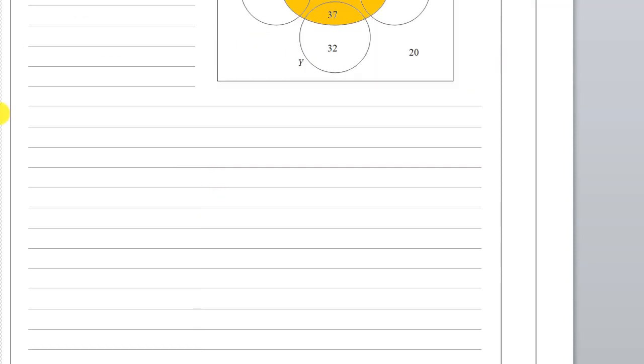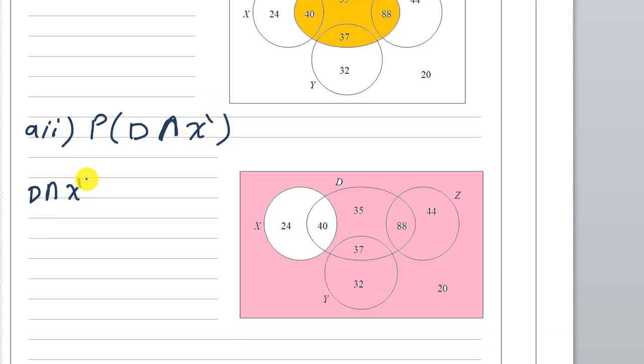The second part, now we need the probability of D intersected with X dash. D intersected with X dash is equal to 35, 37, and 88.